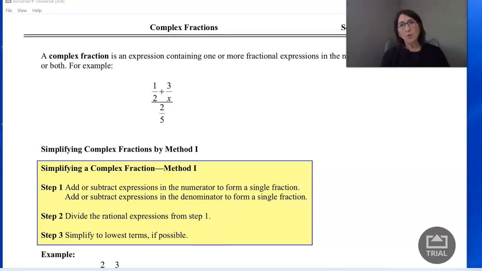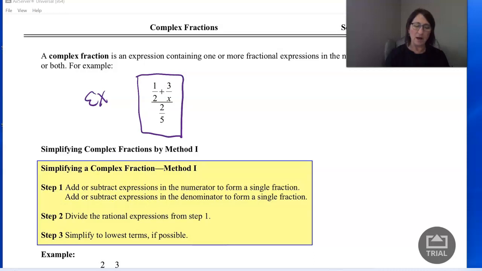All right, so we are going to tackle section 5.4, which is complex fractions. What I have right here is an example of a complex fraction. It's an expression that contains one or more fractions within it. That's all a complex fraction is. And what we are going to learn in this section are two methods for simplifying complex fractions.